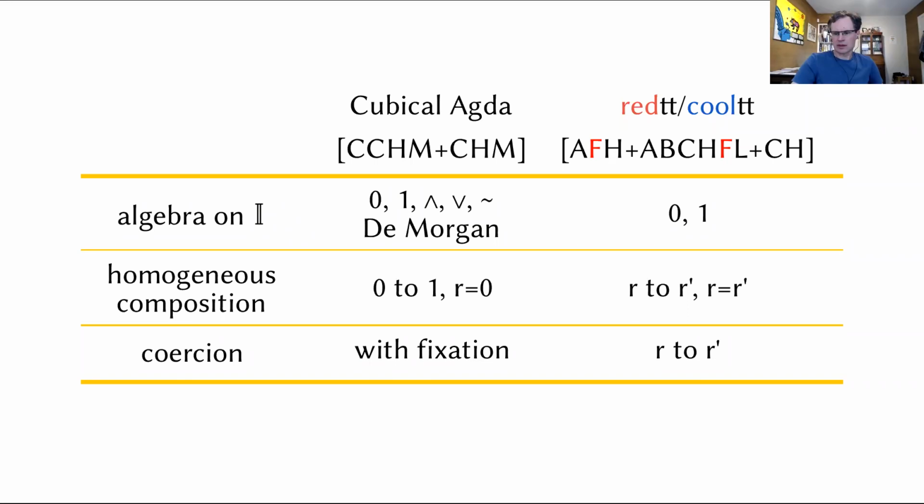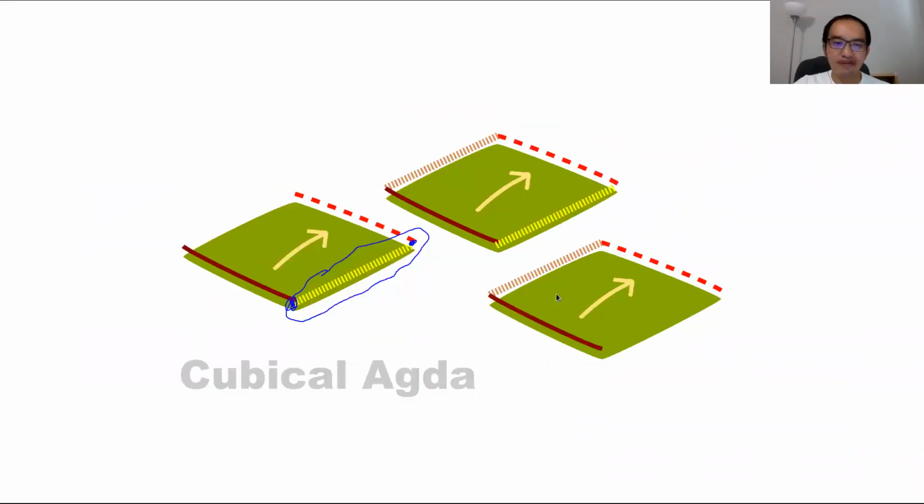Someone asked, I don't understand the fixation and r to r prime, the bottom row, I think. Okay, so let me explain that again. By fixation, it's a terminology I invented. I'm not sure how to call it precisely. So the fixation is like the yellow part here. It means that when you're transporting, saying that this has a value 0, this will be judgmentally equal to 0 as well. After transport, along the line it will be 0 all the way.